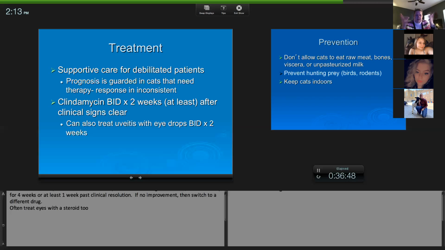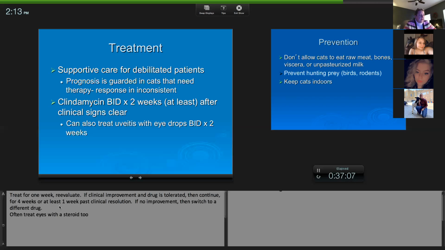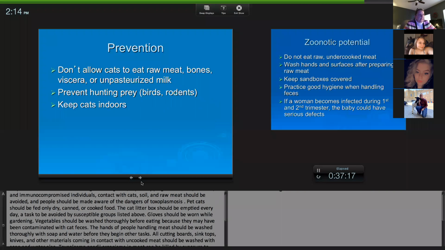An owner might say, I think something's wrong with his eyes because he keeps pawing, he's tearing, he won't look at the lights, he's constantly blinking. These are all things that we can look for. So sometimes they'll be put on eye drops. There's notes. You can treat for a week, you can continue up to 4 weeks, and the eyes, steroid. Now, again, that's going to be dependent on the doctor, talking to the client, at what treatment path.